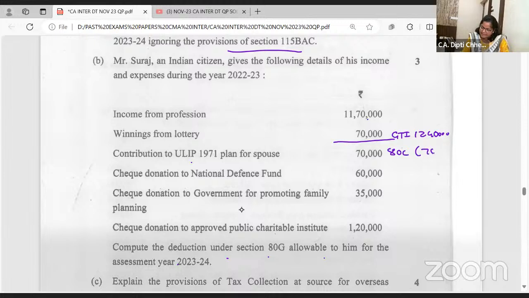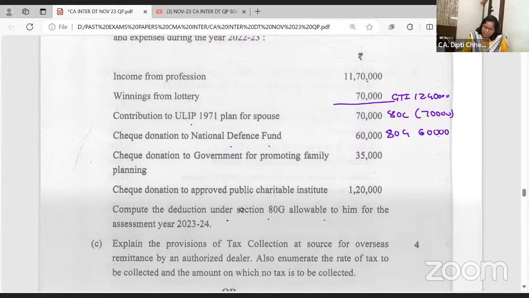Yes. 80C, 70,000. National Defence Fund, 80G, direct 100% मिलता है. Check for family planning. If you have paid to government for family planning, you can get 100% deduction, but subject to 10% of adjusted total income. And this is 100% of adjusted total income.